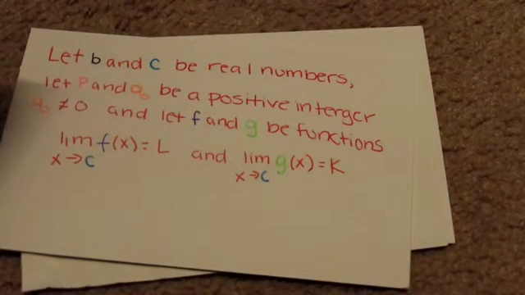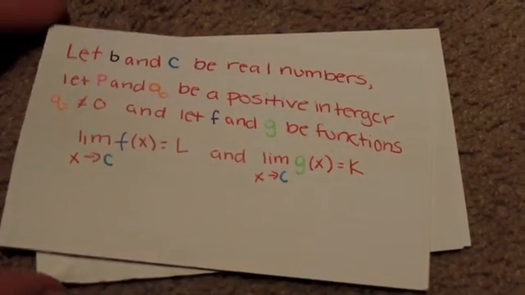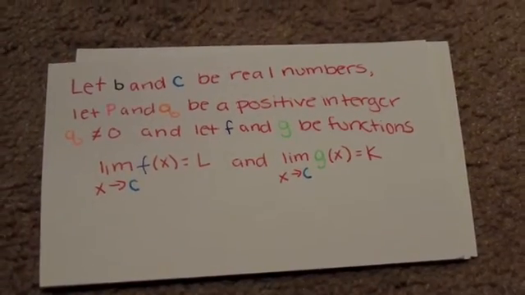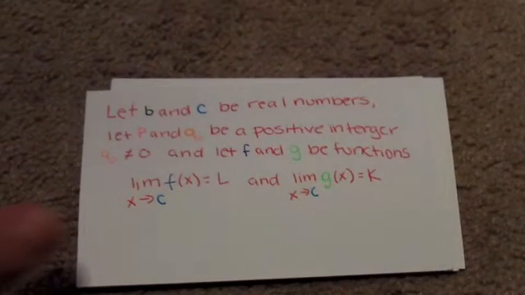For all properties, let b and c be real numbers, and let p and q be positive integers where q does not equal 0. Let f and g be the following functions. The limit as x approaches c of f of x equals L, and the limit as x approaches c of g of x equals k.